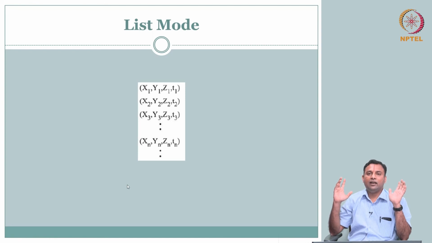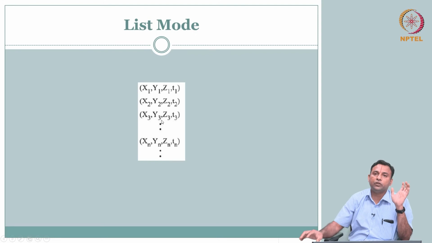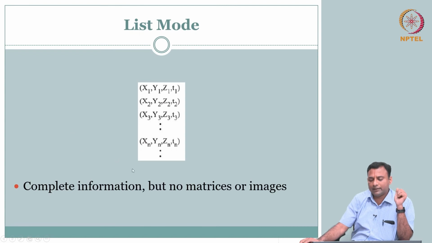Of course, it will have only events that have passed the Z-Pulse analyzer. It has to go through only those events that you think are going to be contributing, because your X and Y you anyway calculated only for those events. So this is your list mode. It has complete information, but no matrix or images. This is just a list, you print it out, you look at it.